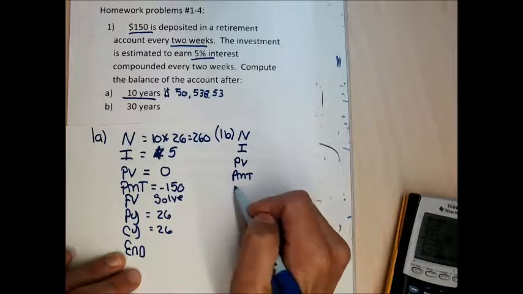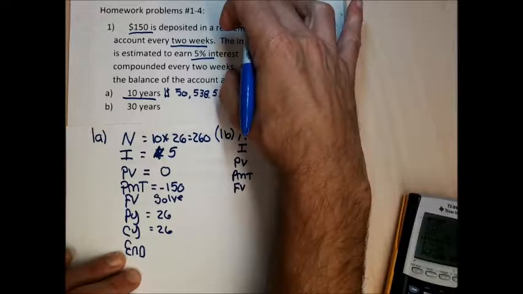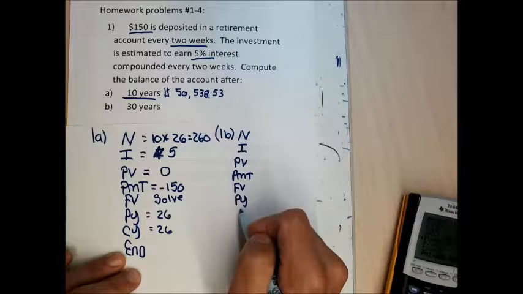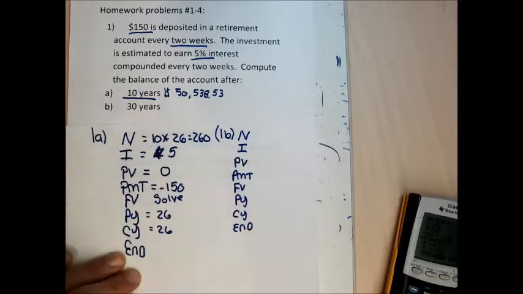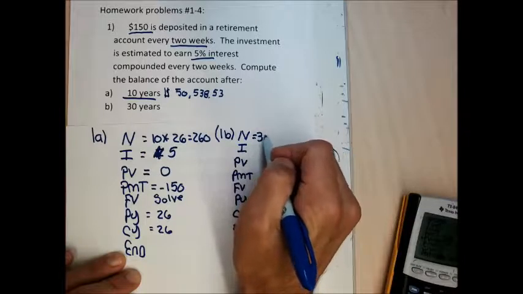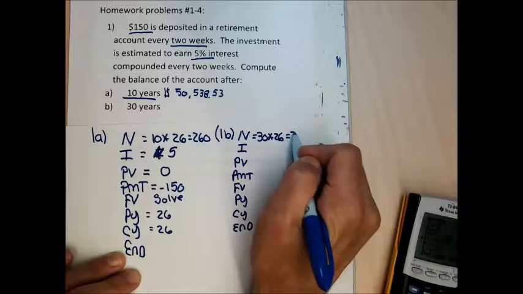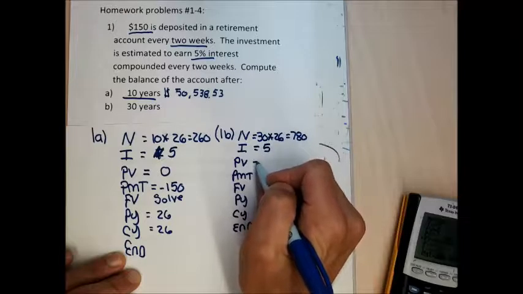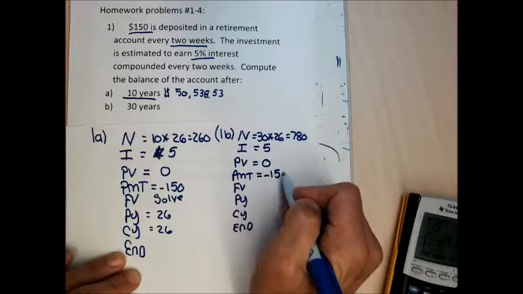So I'm going to answer using the same paragraph of data, meaning everything's the same on the screen except for the N. The difference between part A and part B is that the N is changed. In part B, the N is going to be 30 times 26. I think that's 780. Still the same 5% interest rate. I'm still not having any starting up money. I'm still saving $150 per month.